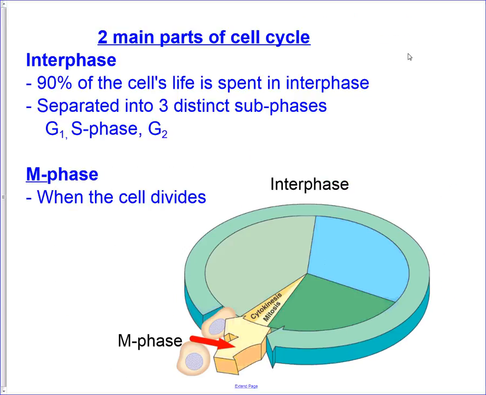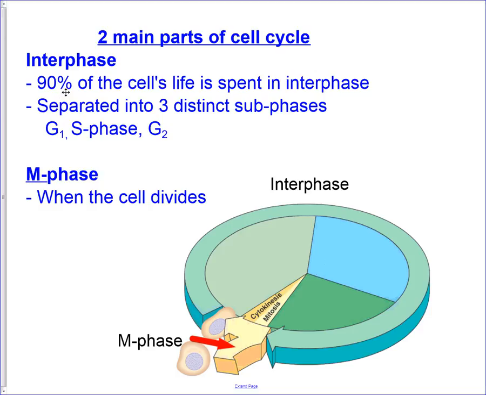Okay, so let's get started. There are two main parts of the cell cycle. First is called interphase, and the next is called M phase. We're going to focus mostly on interphase today, and then M phase is really when the cell divides. That's either going to be mitosis or meiosis. We'll spend the majority of the chapter looking at M phase, but today we're going to focus mostly on interphase because it's so short and easy to understand.